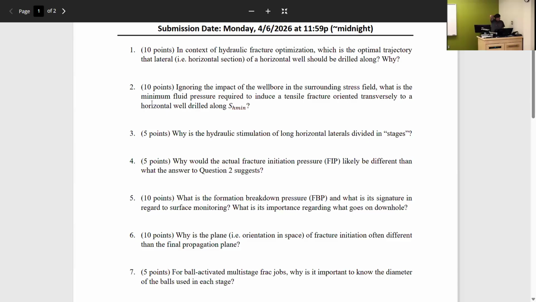Question number 6. No, number 5. What is the formation breakdown pressure and what is its signature in regard to surface monitoring? What is its importance regarding what goes on downhole?